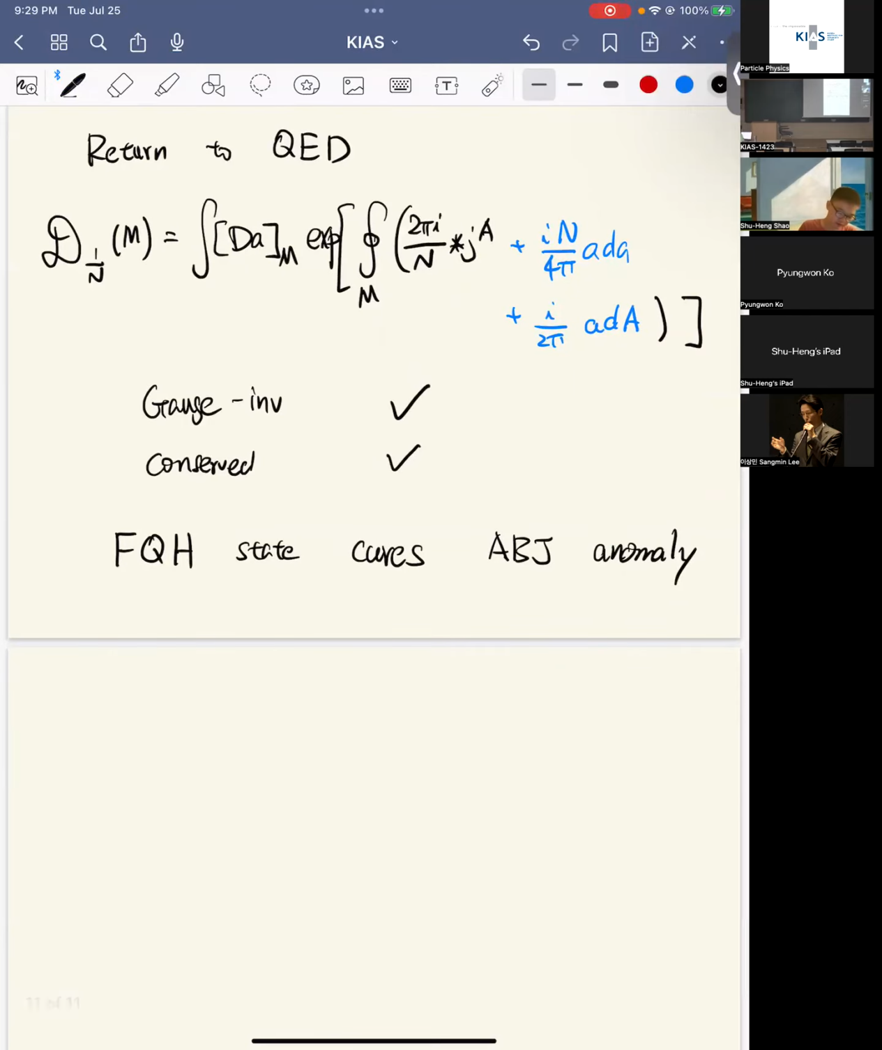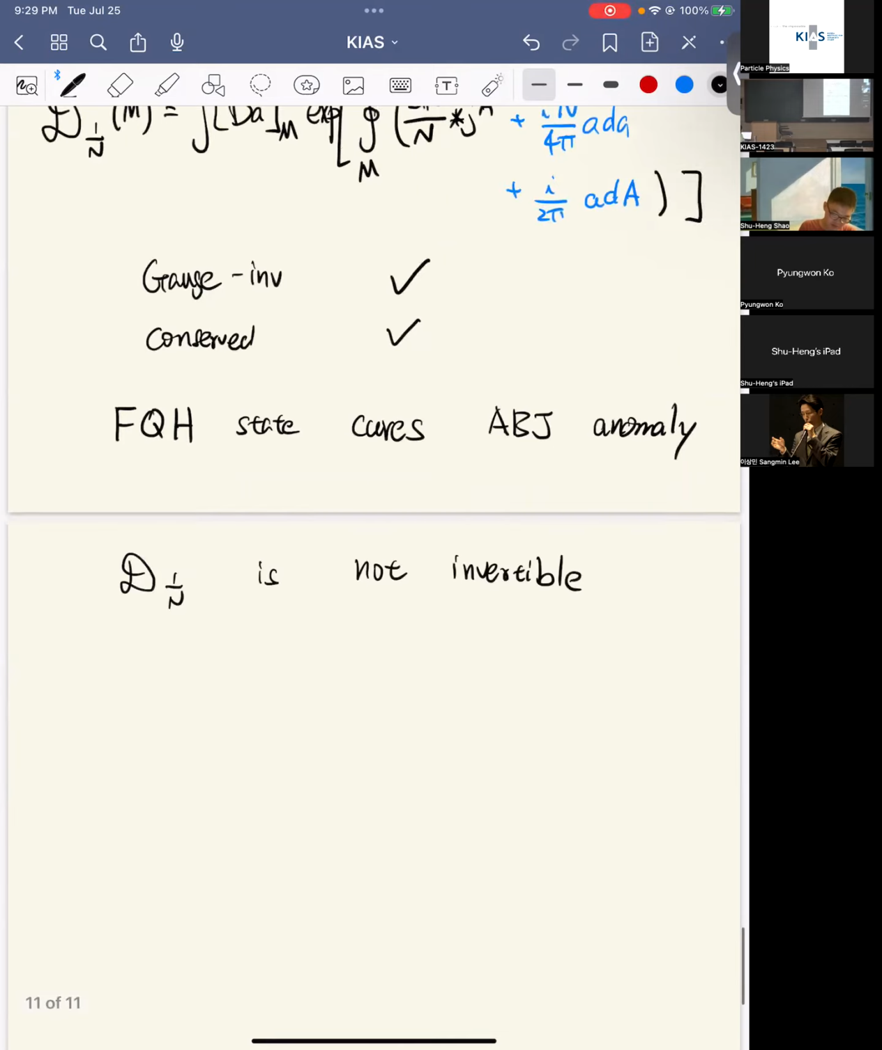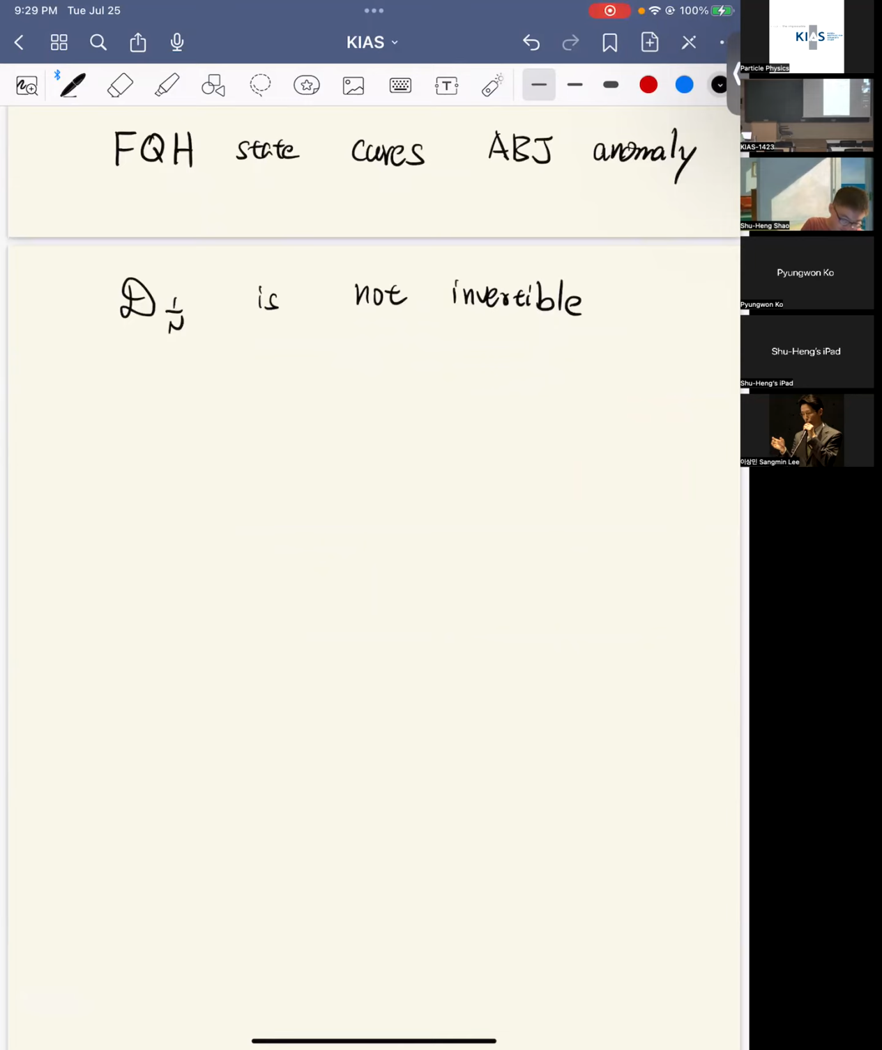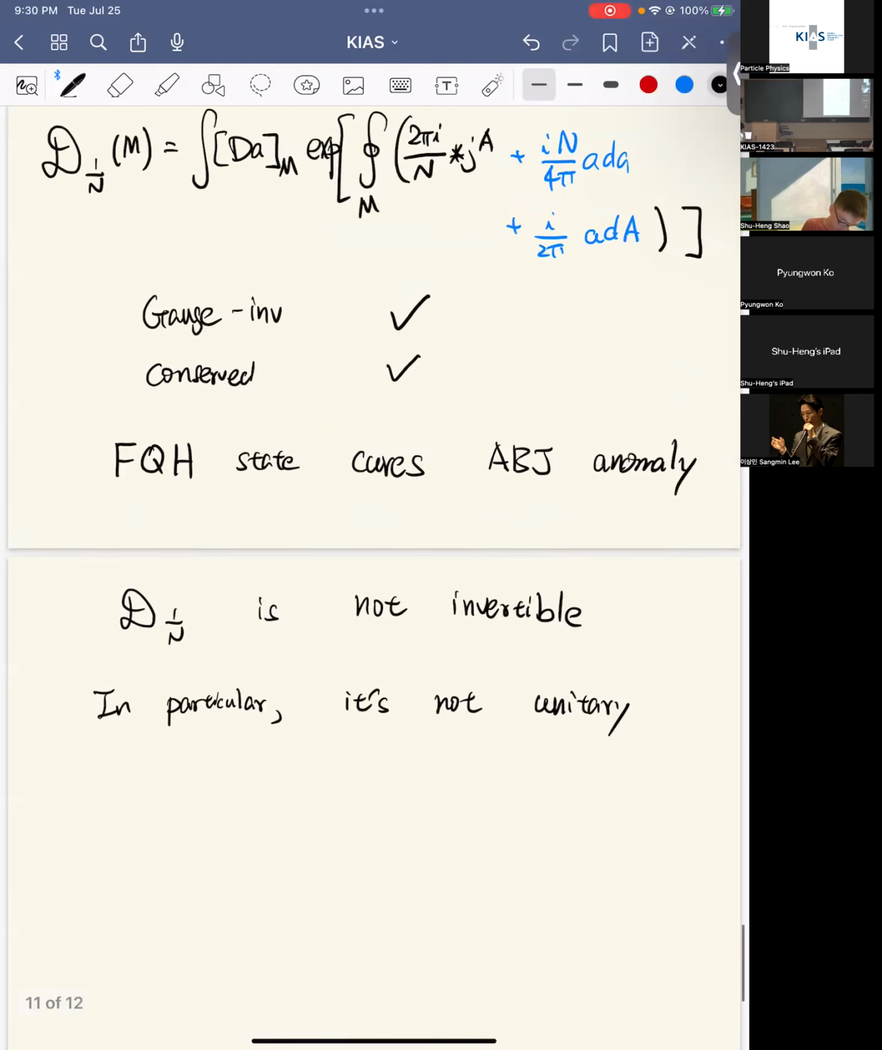But there's no free lunch in theoretical physics. There is a price we pay. And the price we pay is that D is non-invertible. In particular, it's not unitary. Unitary operators are always invertible. How do you check if an operator is unitary or not? That's very easy. You just multiply D with its own dagger.